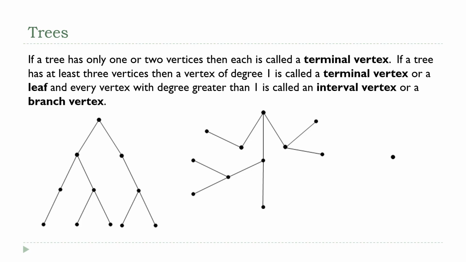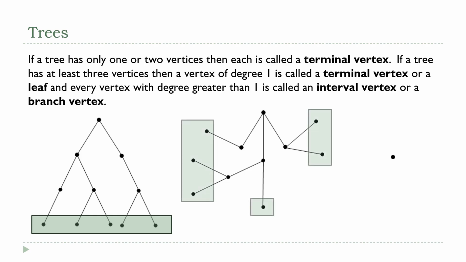So I've got some definitions here. I've said this before: graph theory is very dense in definitions. If a tree has only one or two vertices, then they're both called terminal vertices. If a tree has at least three vertices, then every vertex of degree 1 is called a terminal vertex. For example, with the graph on the left, that would be these vertices down here. In the middle graph, that would be the ones out here around the edges. And for the poor little lonely vertex over there, well, it only has one, so that one also gets to be a terminal vertex. Those are also sometimes called leaves.